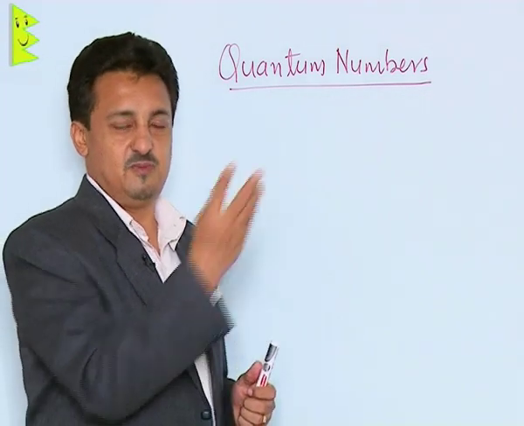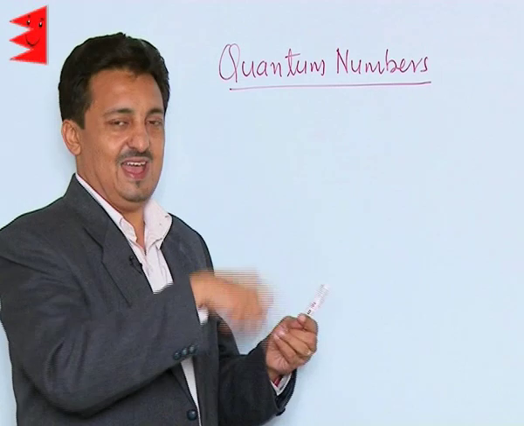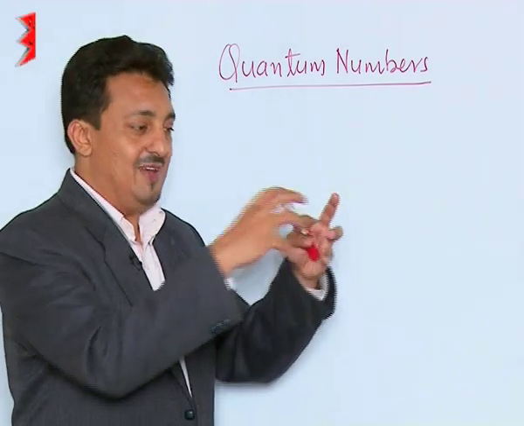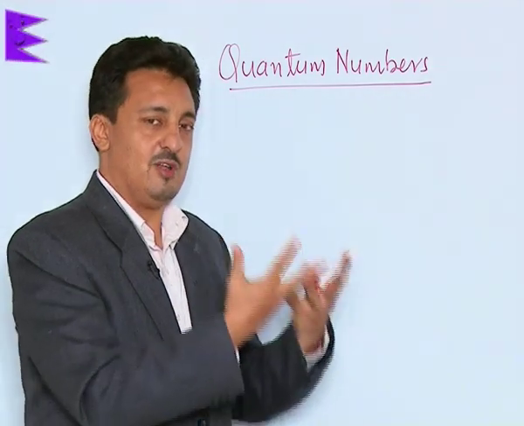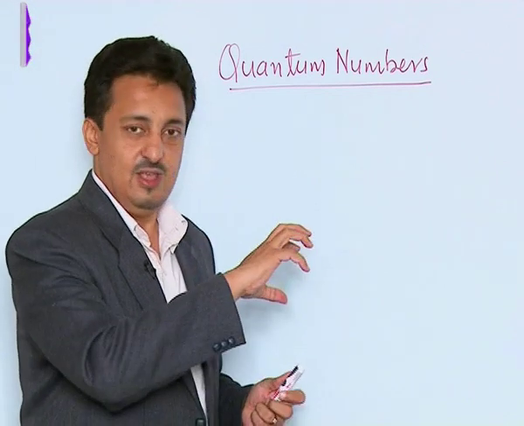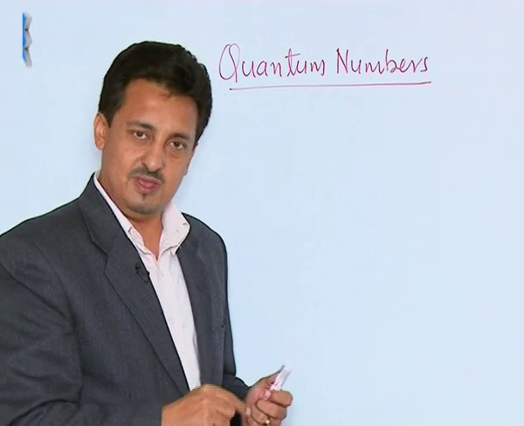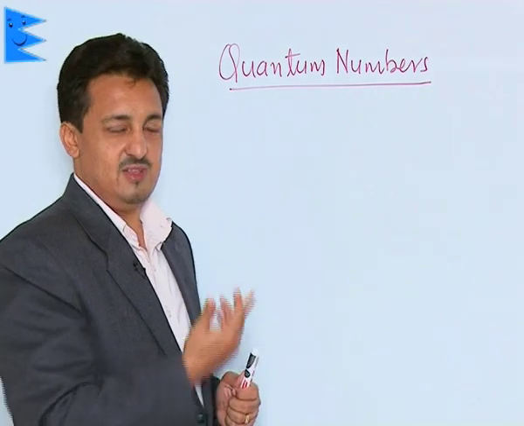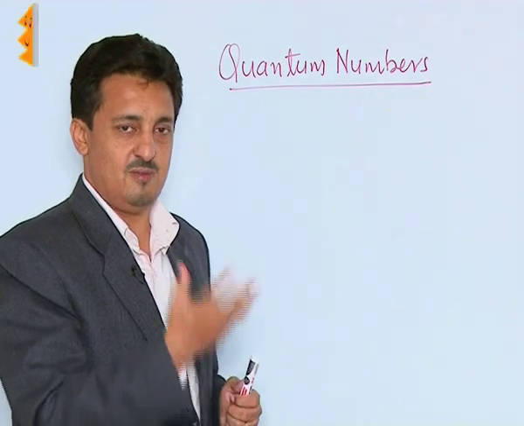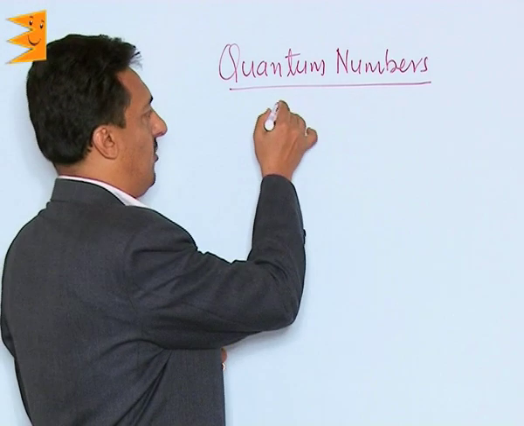Because after Heisenberg's principle, we knew that the electron can exist anywhere in the atom, so we did not know where exactly it is present. So we always wanted a certain law, or a certain equation or formula or numbers which can tell us where the electron will be. That is the answer which was given by Schrödinger in the form of what? Quantum numbers. So what are quantum numbers?